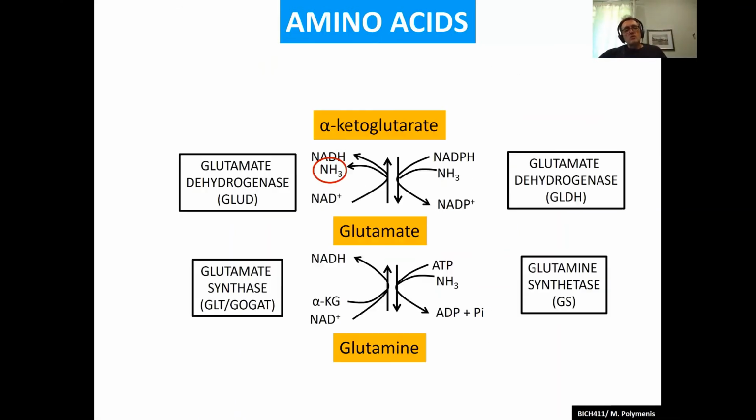This is also why it is especially important in the brain not to accumulate too much. Glutamate is, in addition to all these metabolic roles, a neurotransmitter. So there is a ton of glutamate produced in our nerve cells. If you want to remove that, of course, you're going to go through this reaction, generate a lot of ammonia, and then the urea cycle has to kick in.